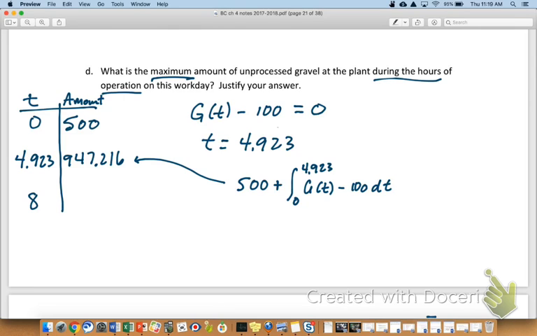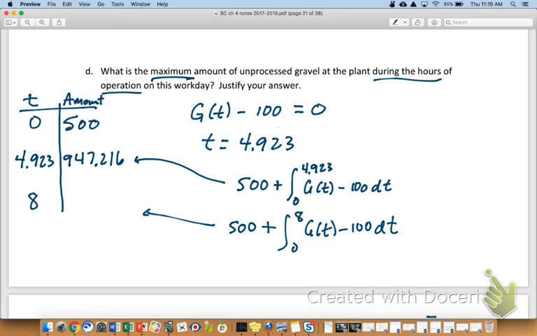I think if you could figure that part out, hopefully then the final data point would feel very familiar. It would be very, very similar to what you just did. You would say 500 plus a slightly different integral. It would be 0 to 8. So 0 to 8, same integrand, g of t minus 100 dt. You throw this into Math 9, and it spits out a lovely answer.